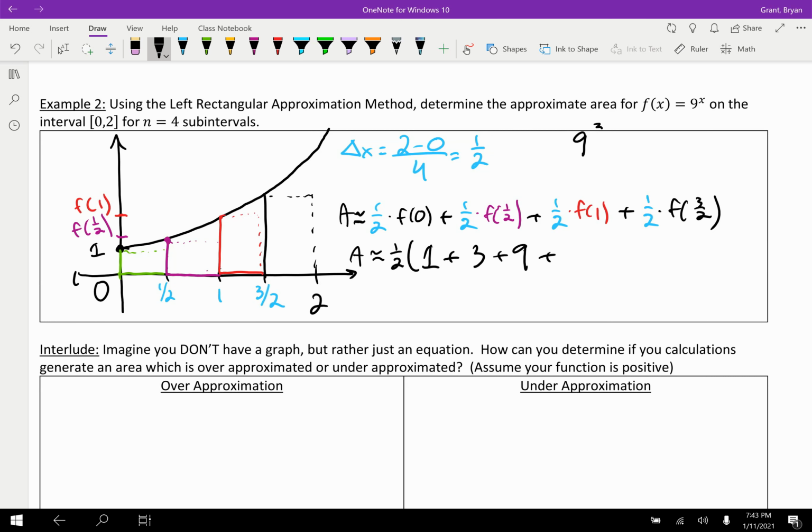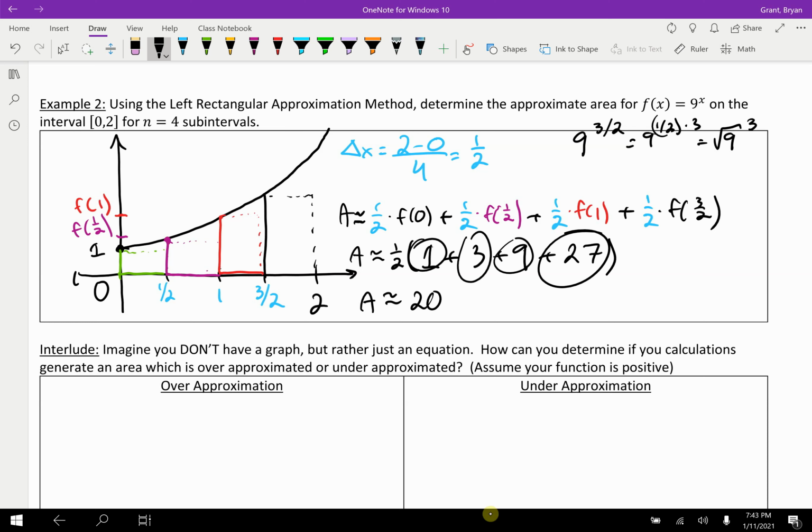Ooh, buddy. 9 to the 3/2. Remembering that 3/2 is really 1/2 times 3 might help you. We know 9 to the 1/2 is the square root, and then we have a third power here. Square root of 9 is 3, and then 3 cubed is 27. So plus 27, we're looking pretty good. My approximate area, let's do a little math here. This is 30, and this is going to be 40. Half of 40 is 20. Nice.